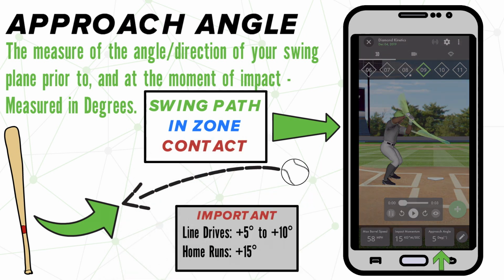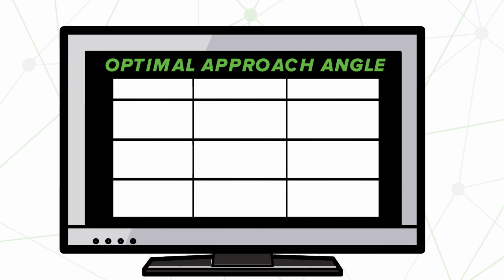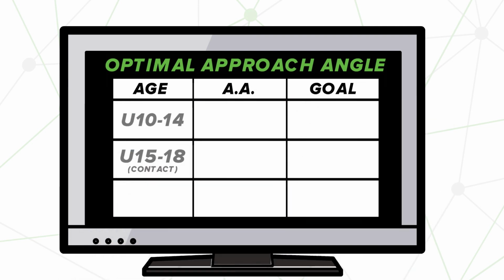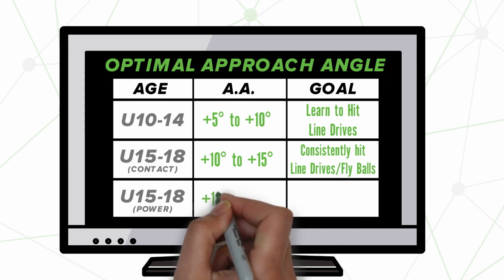So now that we understand what this metric is and how it can be viewed in the app, let's talk about the optimal ranges for this metric by age group. You'll notice something a little different about this chart, in that what your ideal ranges should look like depends on the kind of hitter you are. The younger you are, the earlier you should start training to hit more line drives, but as you get older and stronger, your focus may come to create a little more loft and let the ball carry out of the park.